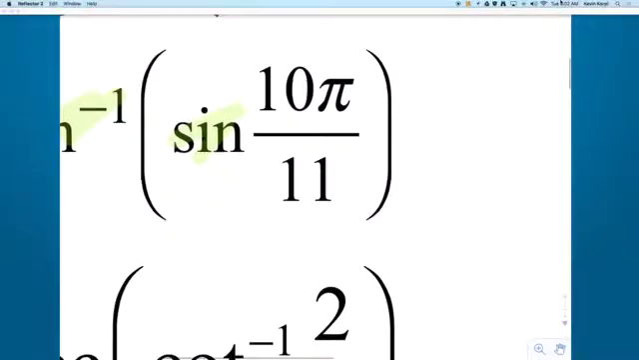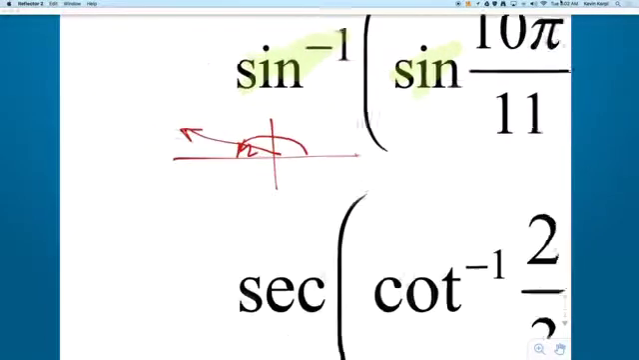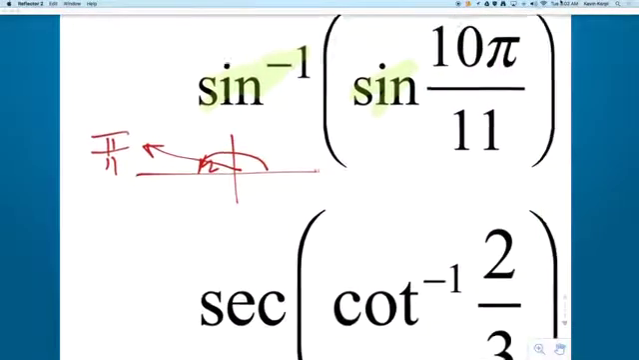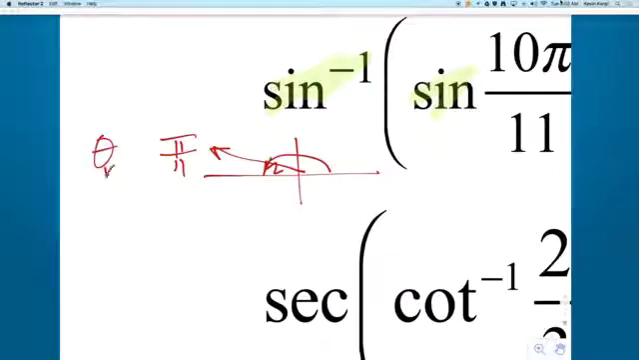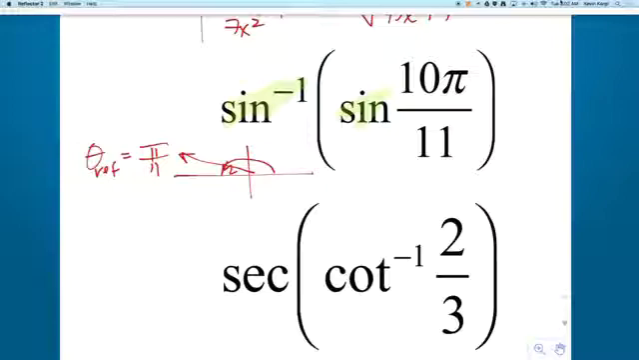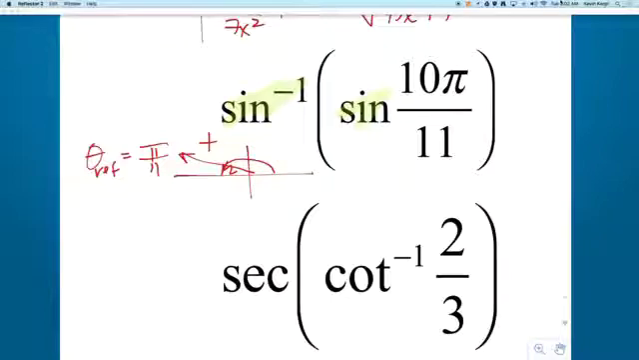10 pi 11ths lives in which quadrant? Quadrant 2, right? And the reference angle there is what? 1 pi 11ths, right? We're just 1 pi 11ths short of pi. So there's the reference angle. And in this quadrant, quadrant 2, sine is positive or negative? Positive. Is quadrant 2 in the PVR of arc sine? Nope. So what is the other quadrant that we want to get into where sine is positive? Quadrant 1.